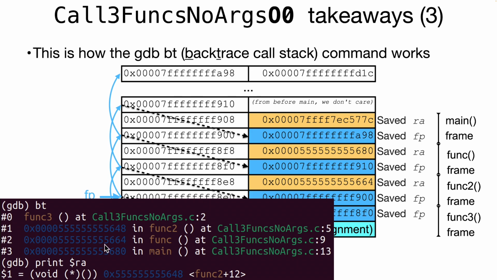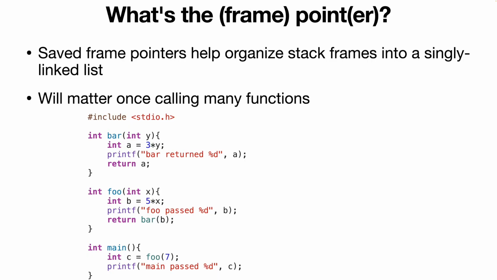So yeah, this is how something like the backtrace command can utilize this linked list, walk backwards, and find things on the stack like saved return addresses, saved frame pointers, and so forth. Now, earlier in the class, I gave you this example of what the frame pointer is and what its point is when we first encountered it. I said it's going to matter once you start having many functions, that there's going to be a linked list.